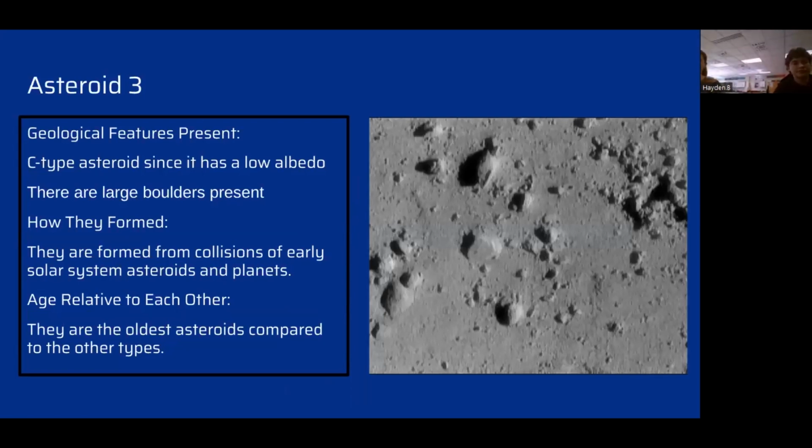Asteroid 3 is a C-type asteroid since it has a low albedo. Again, there are large boulders present, and these are formed from the Brazil nut effect or accumulations. These asteroids are formed from collisions with early solar system asteroids and planets, and are the oldest asteroids compared to the other types of asteroids. They are also older than approximately 4 billion years old.